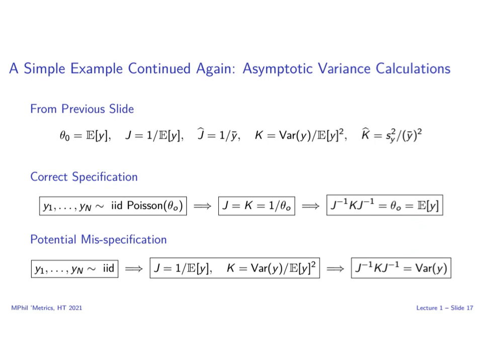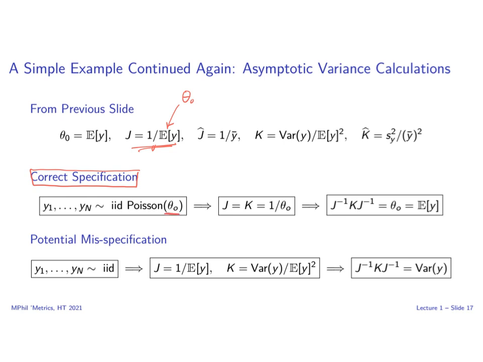Now we're ready to check that the general theory we developed for maximum likelihood estimation does apply to this example and gives us what we expect. If the model is correctly specified, then we know that J is supposed to be equal to K by the information matrix equality. Let's check whether that's really true. As we showed on the previous slide, in this example, J equals 1 over the expected value of y. But if the model is correct, then the expected value of y is theta naught, because y is a Poisson theta naught random variable.